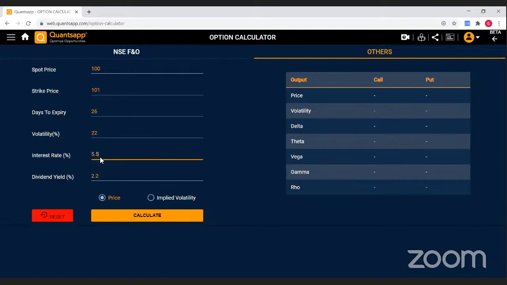Interest rate, you have to go and look for the interest rate and the dividend yield for that particular stock. For that you can refer to other websites as well, or you can find it online for the dividend yield of any particular stock. So you can calculate the premium for any strike of any stock. I think this explanation might have helped you.